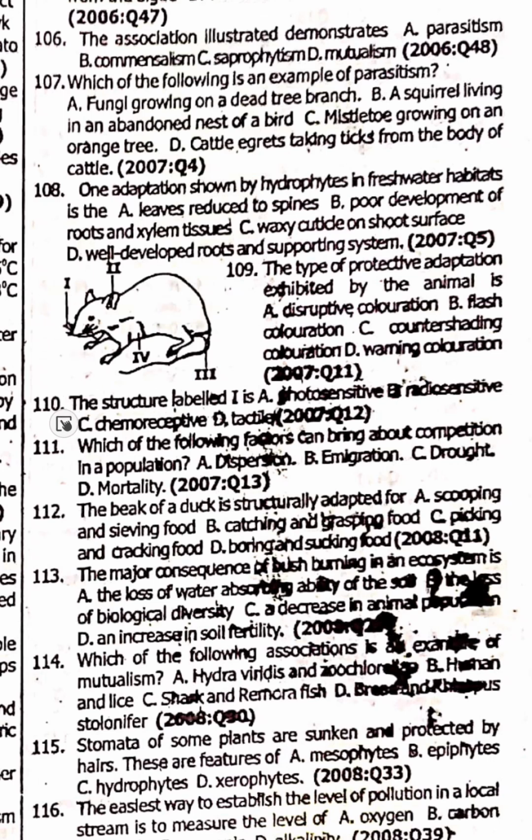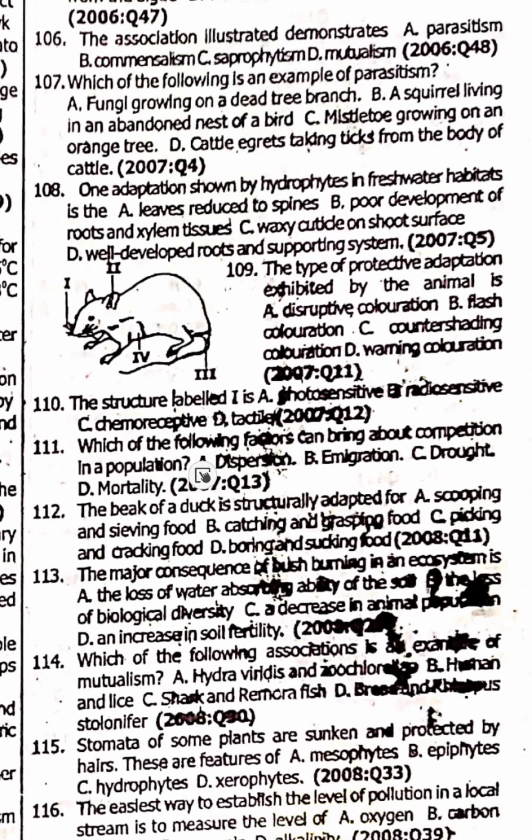110. The structure labeled I is used for tactile sensation. It's like a whisker. You understand? The whisker, or vibrissa. Vibrissae. This one is sensitive to touch.